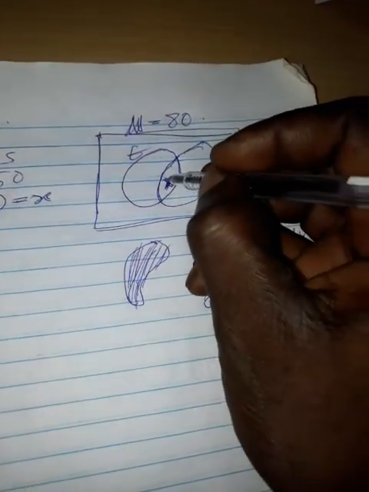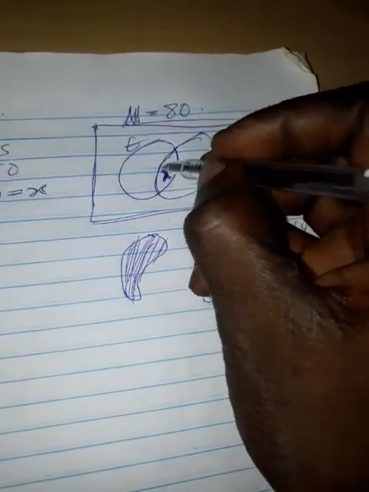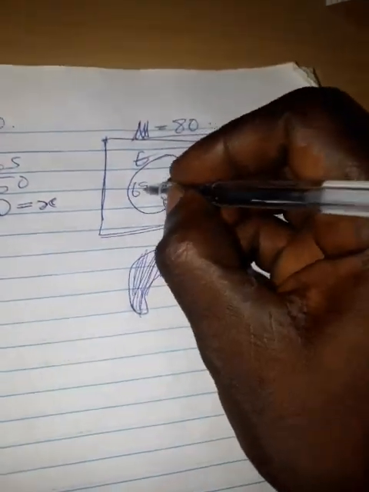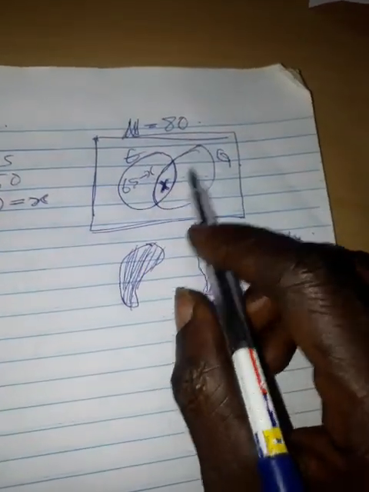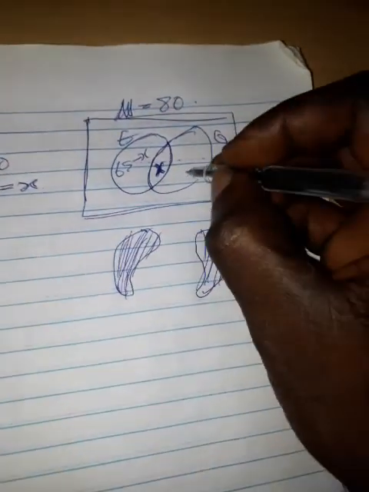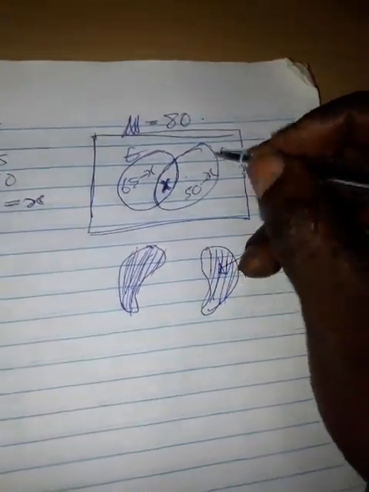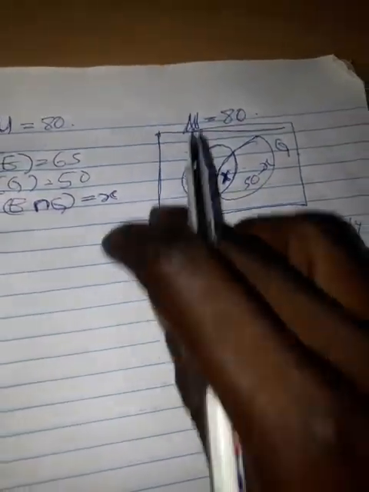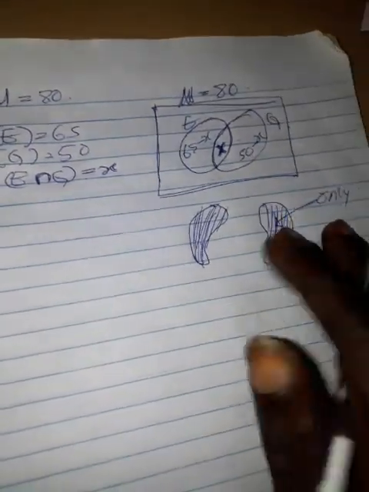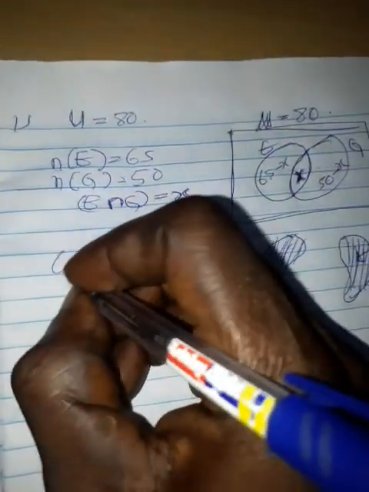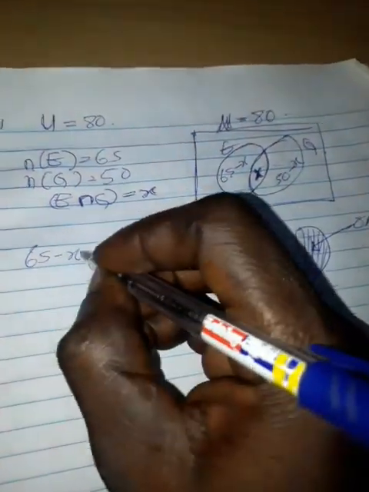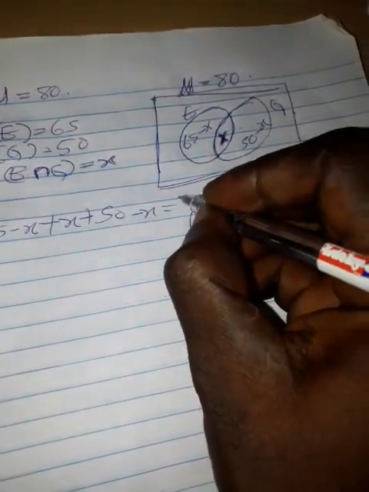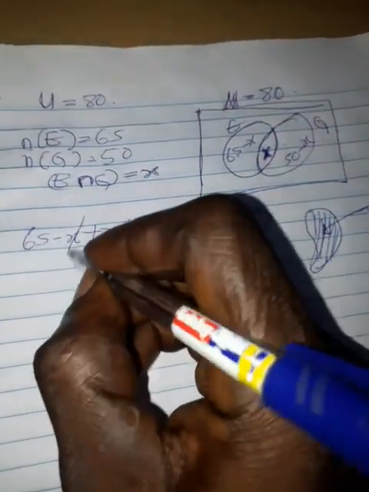So I've already taken x out of economics, and the total number of economics is 65. So I'm having 65 minus x. I've already taken x out of geography, and the total number is 50. So 50 minus x. And don't forget the total is 80. So now it's easier. Sum everything together, then it equals 80. So that will be my universal set. So 65 minus x, plus x, plus 50 minus x equals what? 80. So x cancels x.